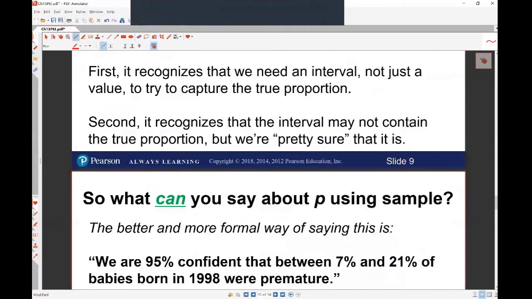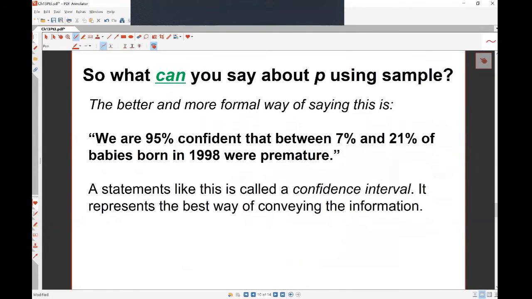If we want to state this in a much more formal way, the best and most formal way of stating this is we are 95% confident that between 7% and 21% of babies born in 1998 were premature. So we're giving the range of values, we're giving the confidence interval, and we are saying how confident we are with that range of values. When we do some examples in our live Zoom session, we'll also spend a little bit of time talking about interpreting that confidence interval.